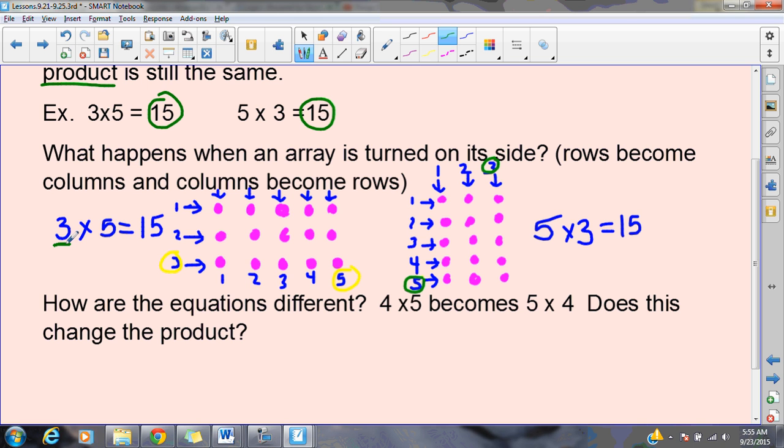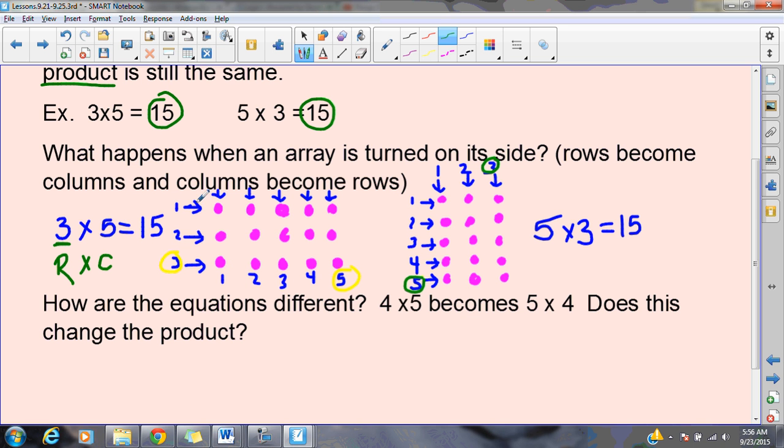Why is 3 first? Rows come first in the multiplication. So you multiply the rows times the columns. Now I'm going to write R times C. So we have 3 rows. Here they are. 1, 2, 3 times 5 columns. 1, 2, 3, 4, 5.